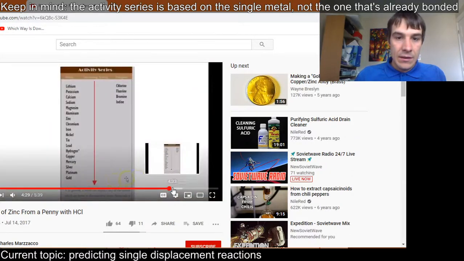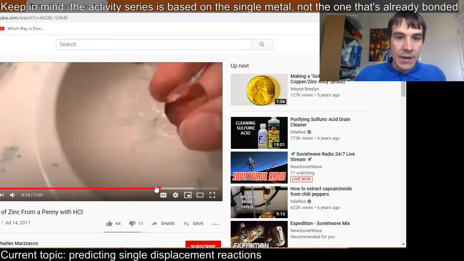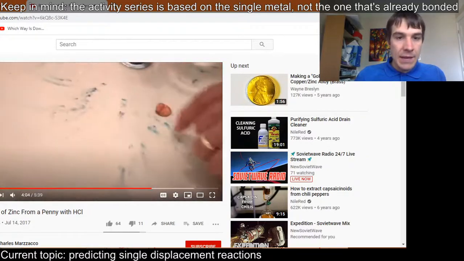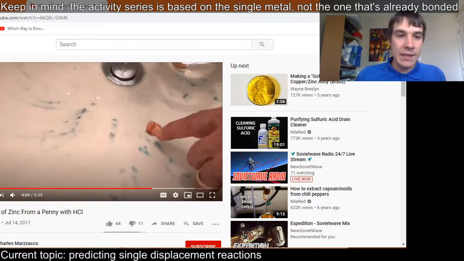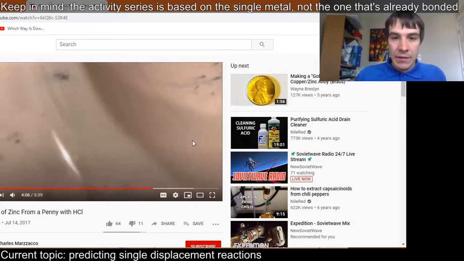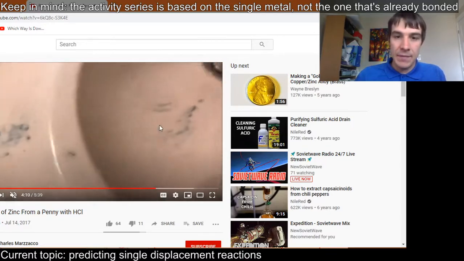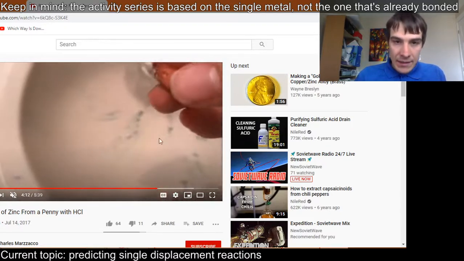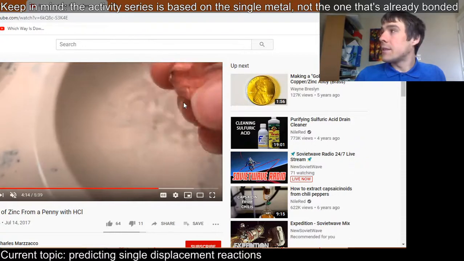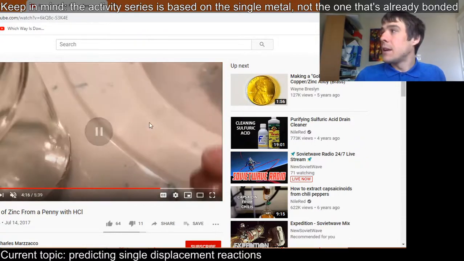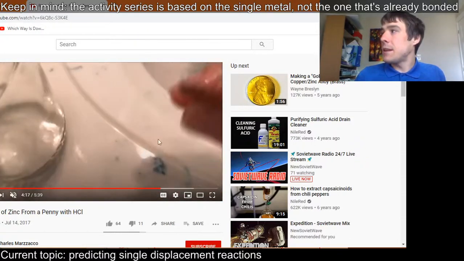This is the activity series, and as you can see, zinc is more active than copper. And that penny, what happened was the zinc actually came out of the inside of it. So you get basically a hollow penny. Yeah, a hollow penny. See how it's actually been completely taken out. So the zinc came out of the center of the penny.